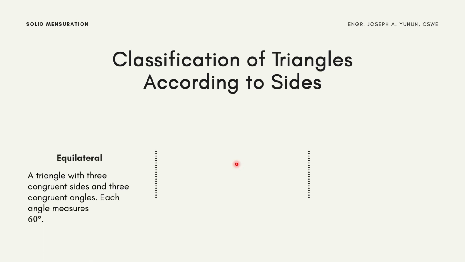Probably you have the equilateral triangle whose all three sides are congruent, and also it has three congruent angles, and all of these angles measure 60 degrees. Equilateral triangle can also be called an equiangular triangle.